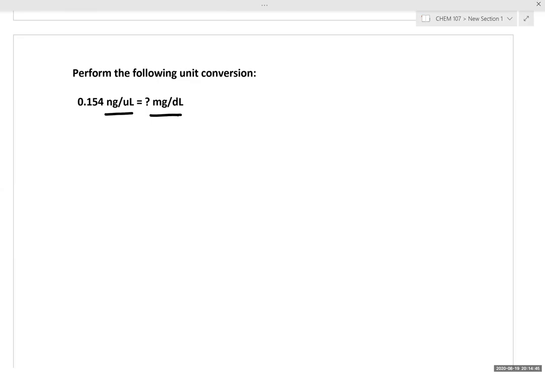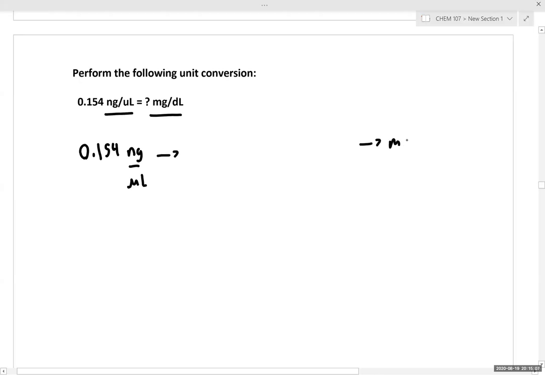Okay, so let's take a look at this example. So first we're going to write out our solution map. So we're starting off with 0.154 nanograms per microliter. Okay? So our end goal at the end of all of this unit conversion process would be units of milligram per deciliter.